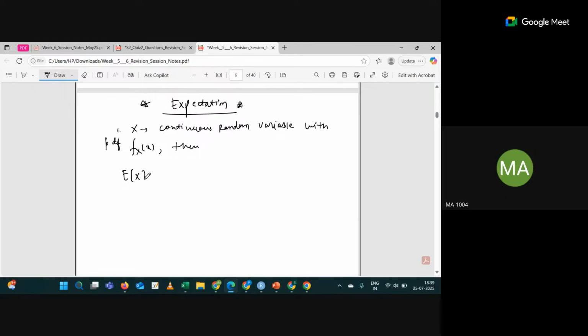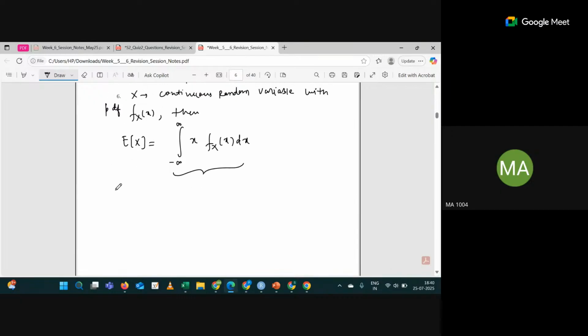So the expected value of X is nothing but we have to integrate over the support of X. For now, let's suppose this is minus infinity to infinity. This is x into fX of x, that is the PDF. Basically this integral should exist. Now, this is for random variable X.